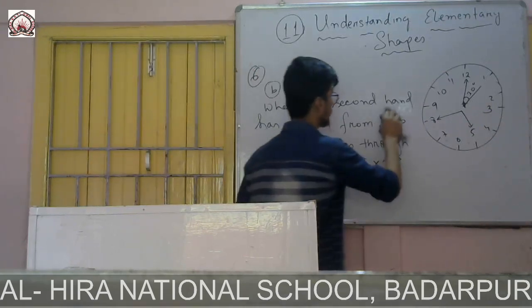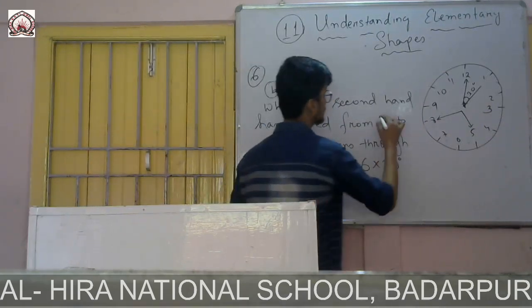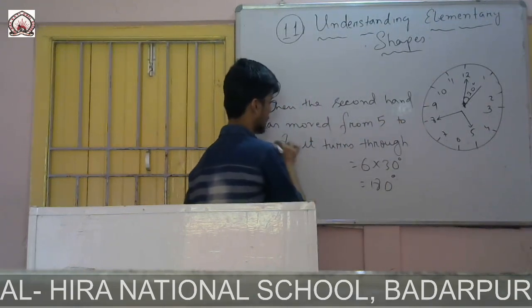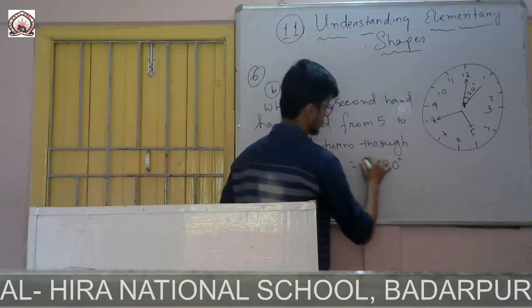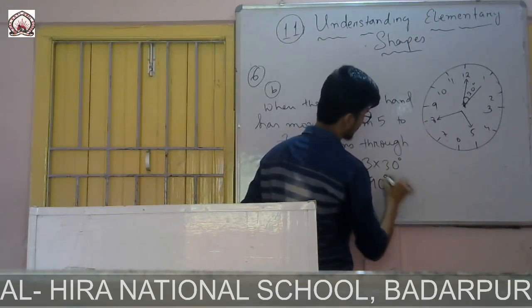So for the second one you write, when the second hand has moved from 5 to 8, it turns through how much? 3 into 30, which is equal to 90 degrees.